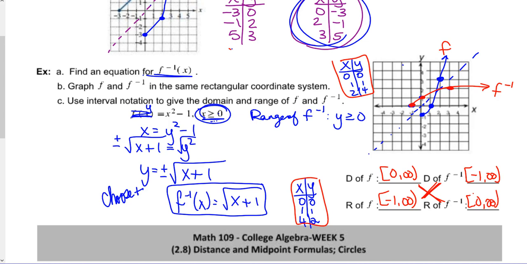We will go on to our next section. As you see down here, it is about distance and midpoint formulas. So this is kind of the extent of chapter 2 as far as we go into our functions at this point. So until next time.